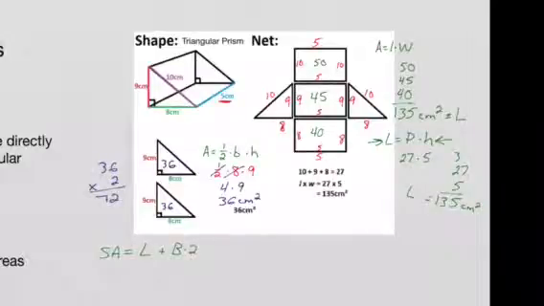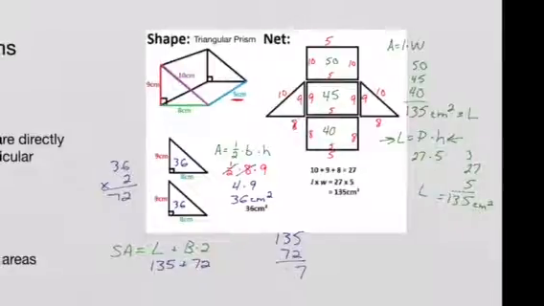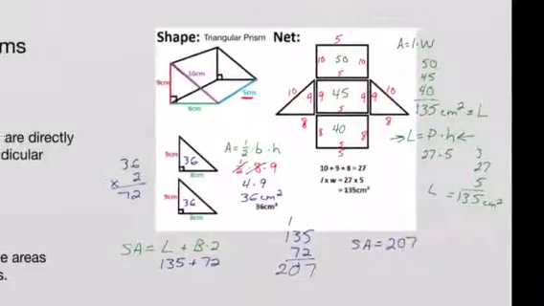So now I'm going to take 72, and I'm going to add it to 135. And when I do that, 135 plus 72 is 207. So my surface area equals 207 centimeters squared. Remember, whenever you're dealing with area, it's going to be unit of measure squared.